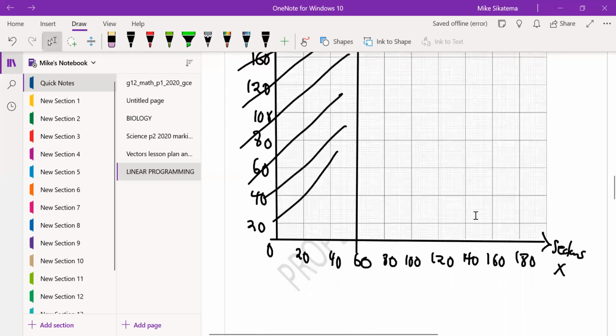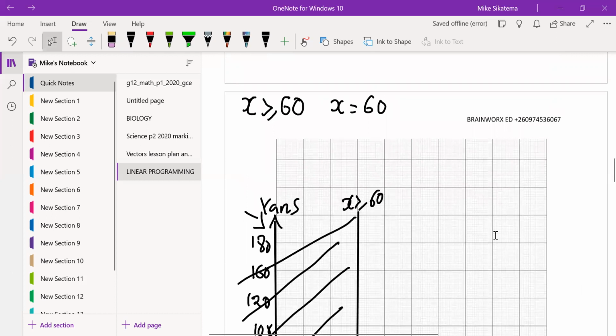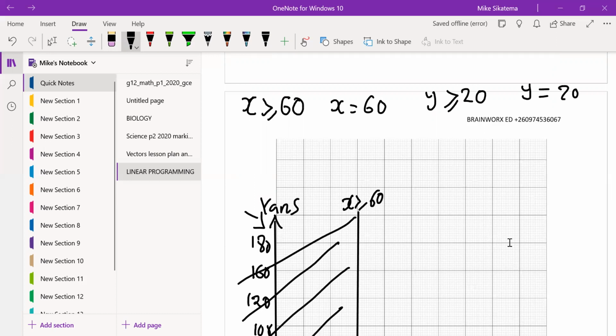So we shade this unwanted region. Great. Our second inequality was for the vans, which represented y. The equation said the number of vans bought should be greater or equal to 20. So this line here is just y equals 20.